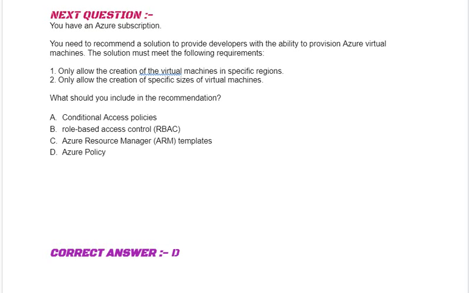Option A. Conditional access policies. Option B. Role-based access control, RBAC. Option C. Azure Resource Manager, ARM templates. Option D. Azure Policy. Correct answer is option D.